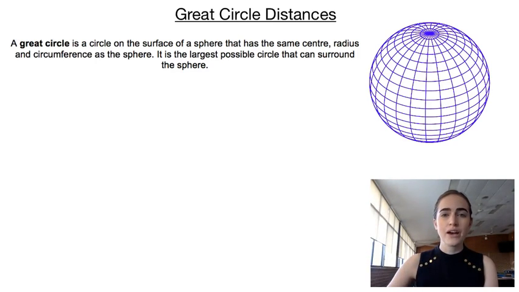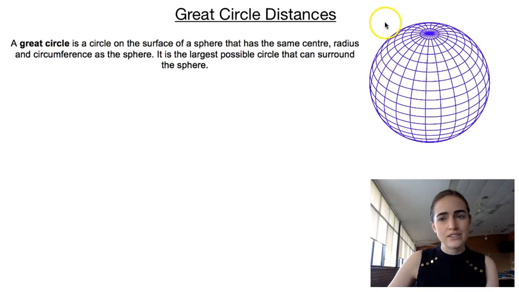In this video, I want to have a look at great circle distances. So a great circle is a circle on the surface of a sphere that has the same center, radius, and circumference as the sphere does. So that means if we were to slice this sphere exactly in half, the circle that would be formed would be a great circle.